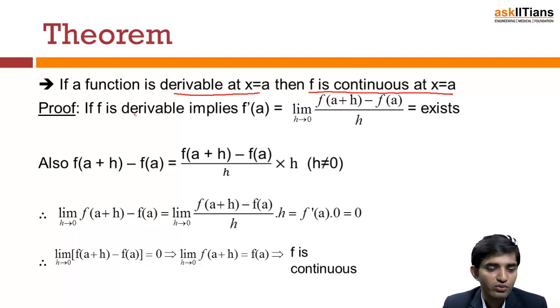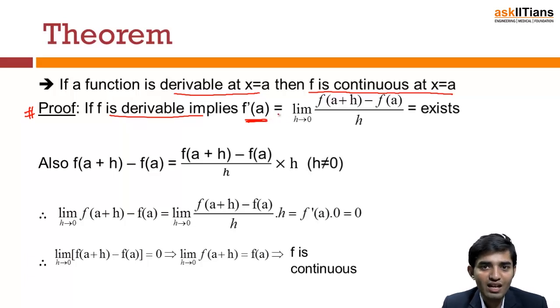Okay, so if a function is derivable, it will be continuous. Now let us see the proof of this theorem. So the proof of this theorem is written here. If f is derivable, I can say that f dash a will exist, right? Because if a function is derivable, then its dy by dx will exist. And f dash a is nothing but dy by dx only, it is a style of representing. So f dash a means dy by dx at x equal to a. Now we can say that f dash a exists, right?